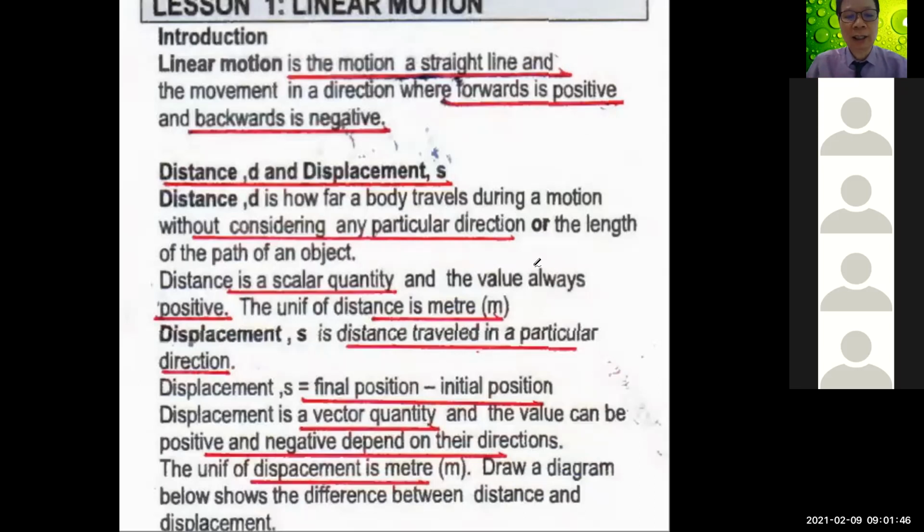Okay, now I want you to copy this diagram on your paper. Okay, this diagram. All right.